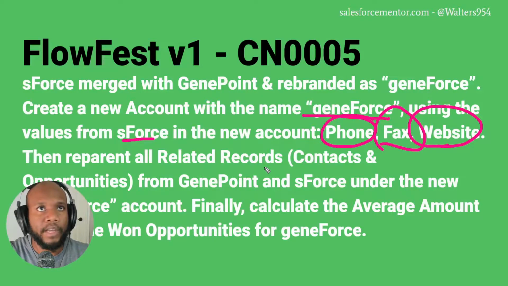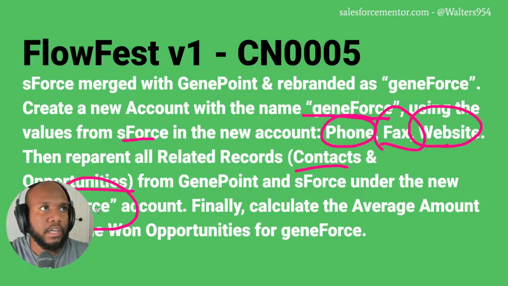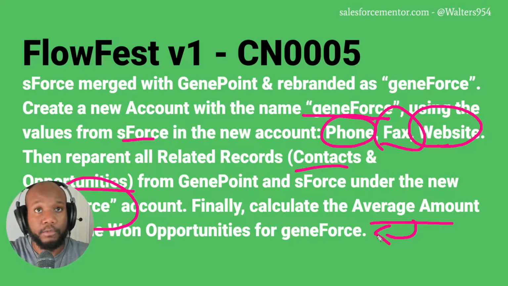Then we need to reparent everything. Well, not everything. It says all the related records, but it really only cares about contacts and opportunities from Gene Point and S-Force. We're going to need to look for the contacts and the opportunities that are related to the original records and then reparent them to the new Gene Force account that has been created. Finally, we want to calculate the average amount of the closed won opportunities. Somebody just threw that one in there just to make it a little bit harder.